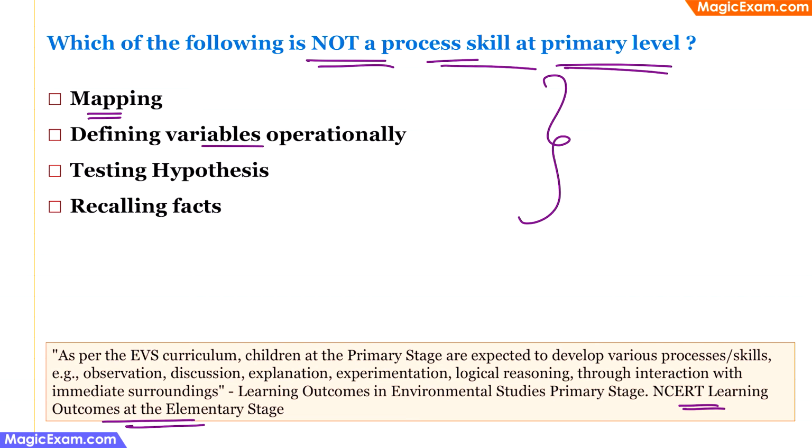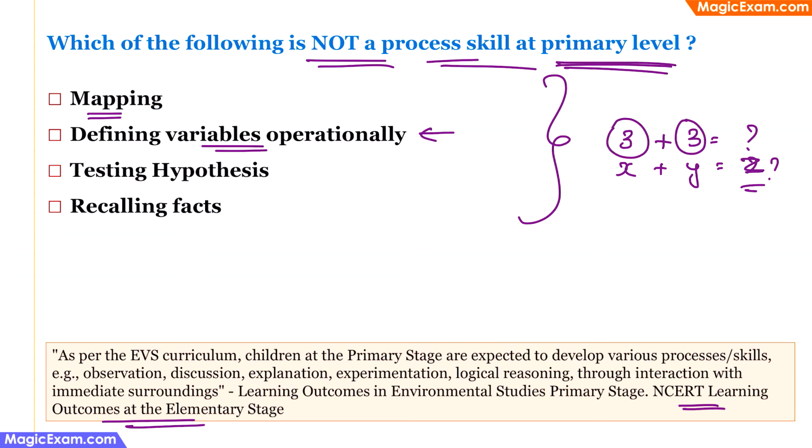Next, defining variables operationally. Now this sounds very complex, but this is a very simple concept. For example, you are teaching children, you have 3 apples and I will give you 3 bananas. So how many fruits do you now have? So this is nothing but x plus y is equal to z, and find the value of z. So even though it sounds complex, this is a very simple process skill and this is included at a primary level. You might call it fruits or toys or anything, but these are essentially numbers that you are adding up to arrive at a variable. Therefore, this is a basic process skill.